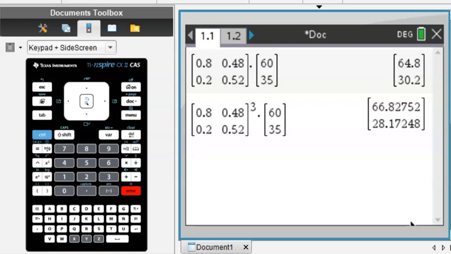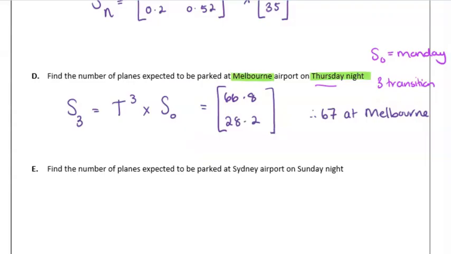So I've got 66.8 planes at Melbourne, so that would be 67 planes at Melbourne, and 28.2, so 28 planes at Sydney. Okay, so as I said, stating your answer as a matrix form, and then giving the final answer of the number of planes at Melbourne being 67.